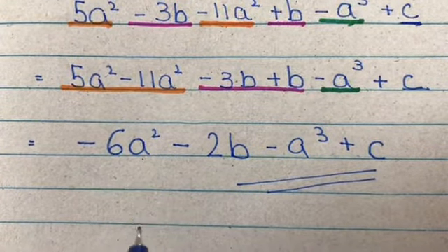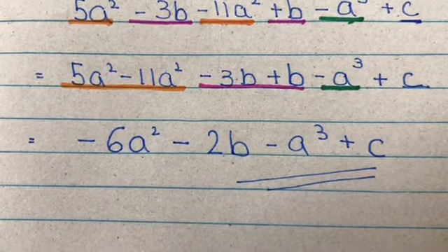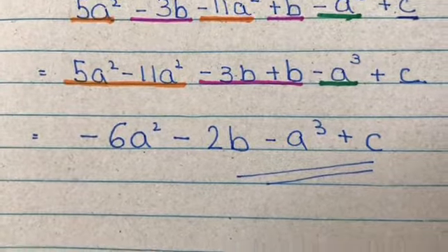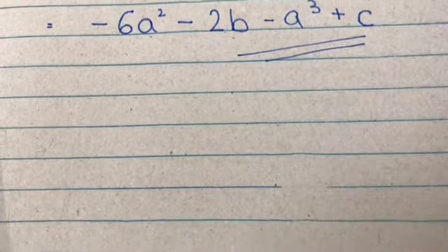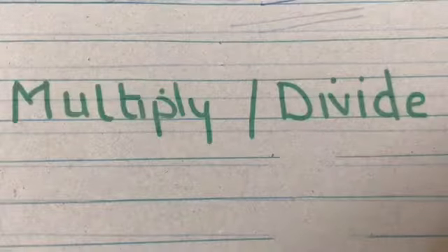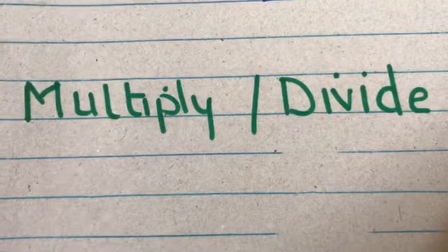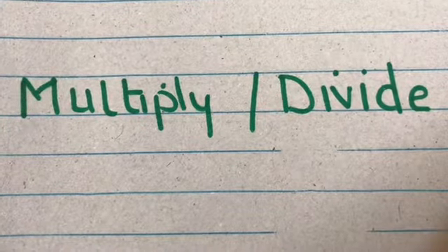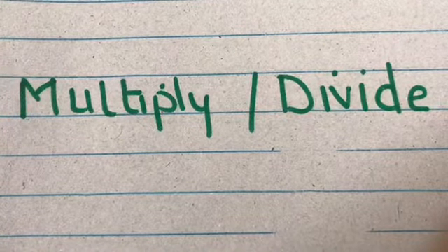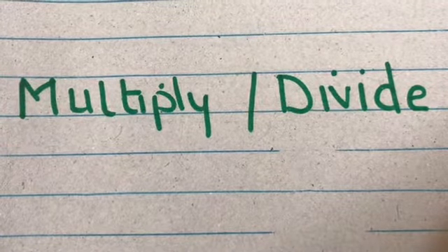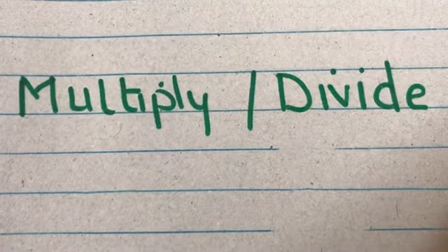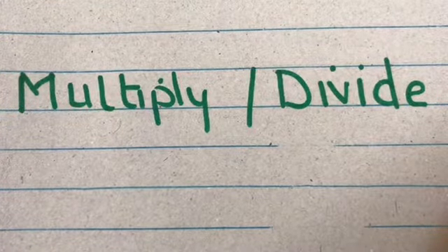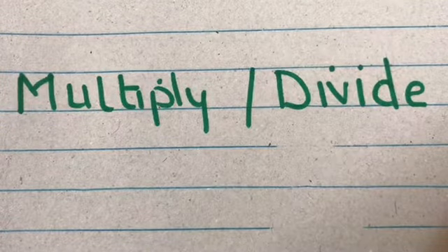Just imagine that. For multiplication and division, the rules are different. So I'm going to go on to multiplication and division now. Now we are going to multiply and divide in algebra. It's slightly different than addition and subtraction, so you have to remember that difference very well, otherwise you can go wrong.